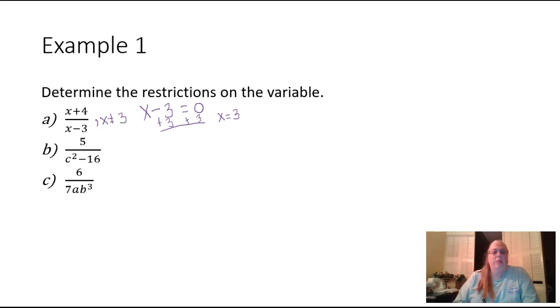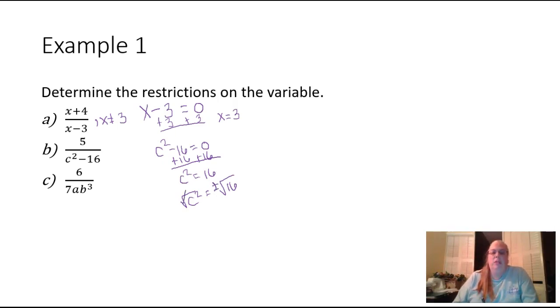In part B, we're going to do the same thing. We're going to take c squared minus 16 and set it equal to 0. There are a couple of ways you can solve this, but I'm going to add 16 to both sides. Now we have c squared equal to 16. To unsquare something, you square root both sides. Don't forget, when you square root, you want the positive square root and also the negative square root. There are two actual answers there.